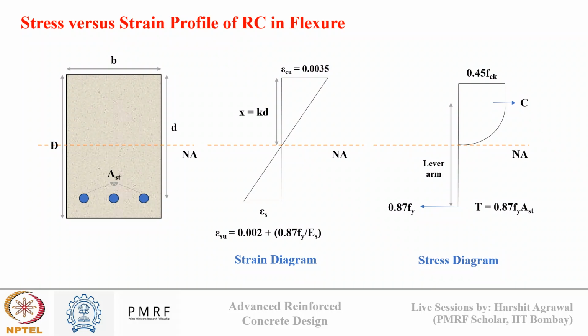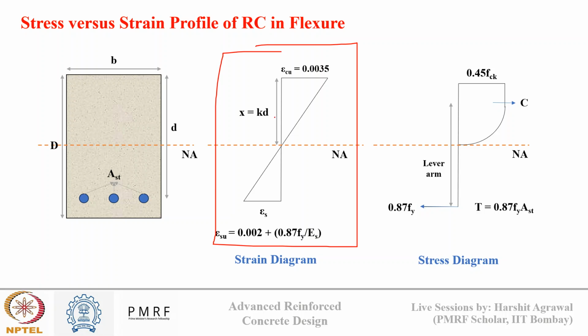So when we talk about analysis of reinforced concrete in flexure, a strain diagram generally looks like this. This is the strain diagram. Strain is zero at the neutral axis, and it is 0.0035 at the topmost compression fiber, and as per IS code, it is 0.002 plus 0.87 fy upon Es at the steel reinforcement level.